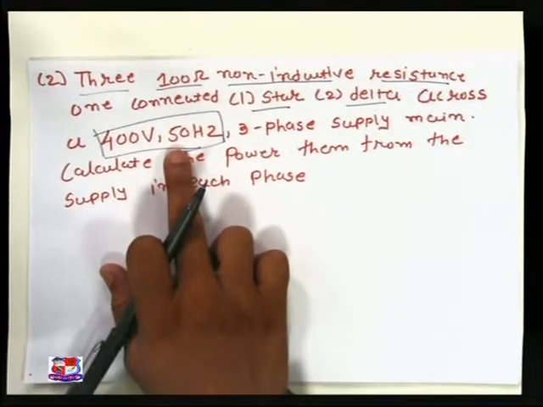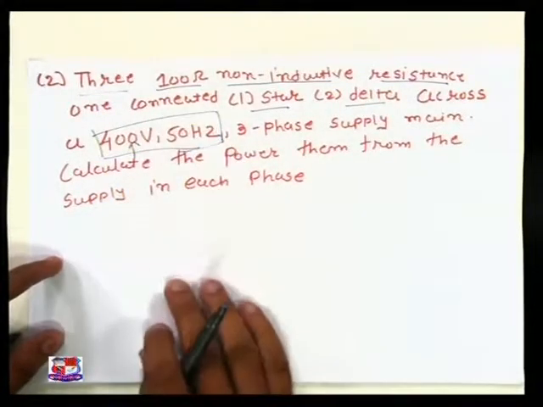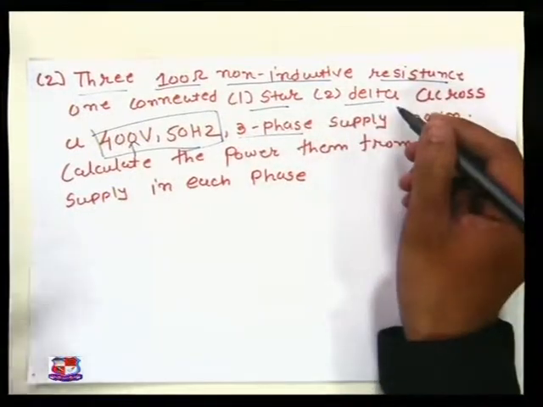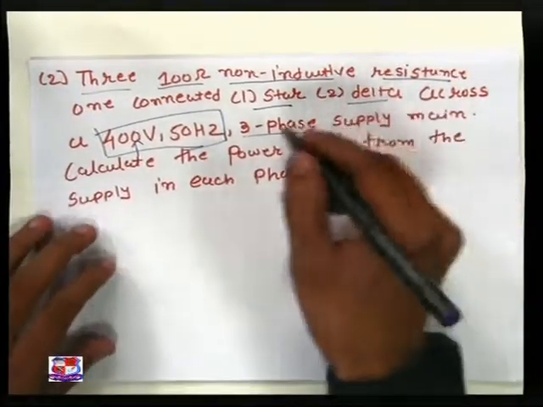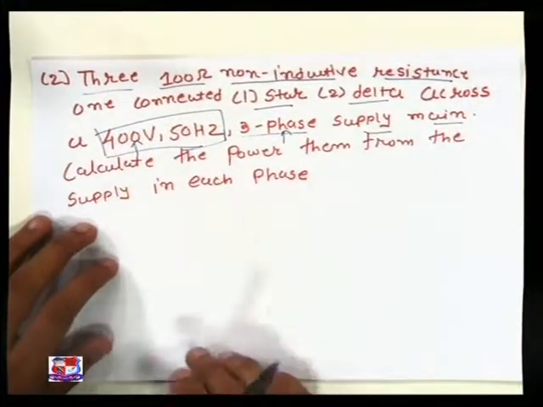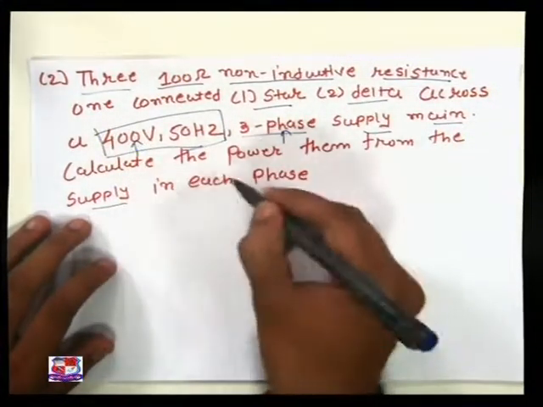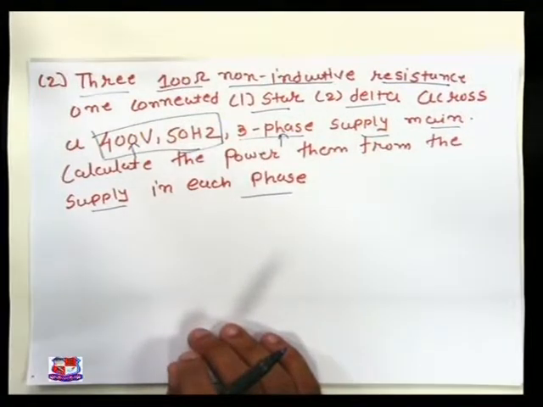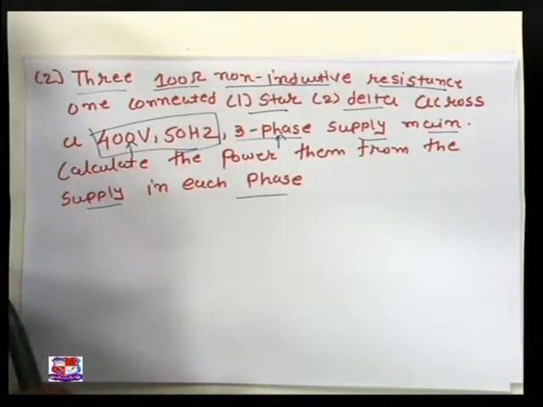Everyone should not just memorize 230 volt. Sometimes when we have a higher voltage, we have to clarify in our terms, and here we are given 400 volt. So don't take 230 volt in every sum. It is a 3-phase supply mains. So calculate the power taken from the supply in each phase. This sum is very important for our GTU exam, because it is very frequently asked.